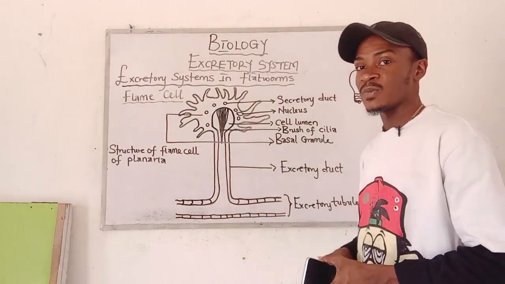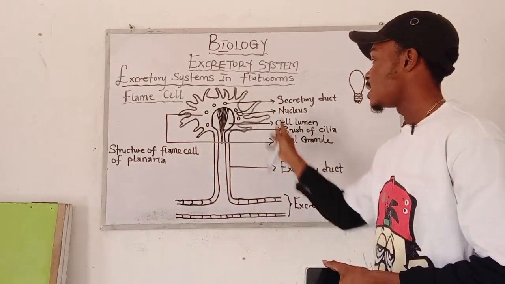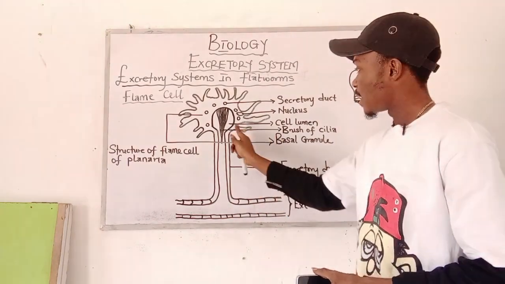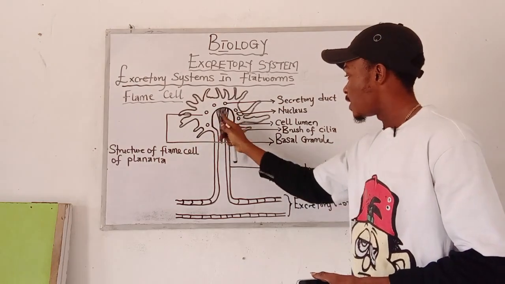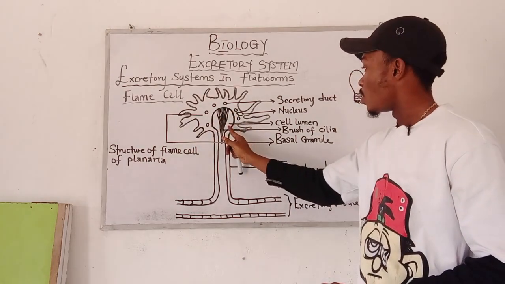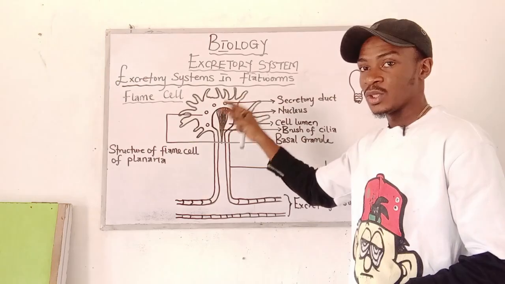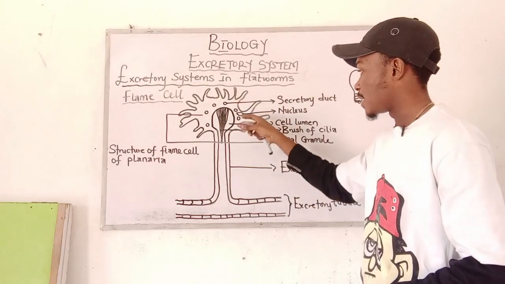Let's quickly review that before we conclude. Now, this is a flame cell, a bulb cavity which is funnel-like in shape. The internal environment, the empty space you are seeing in here, is called the cell lumen. This is of course where the liquid waste, which could contain carbon dioxide or ammonia, enters first.